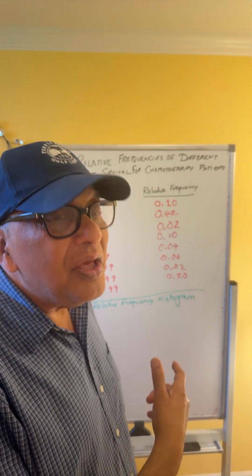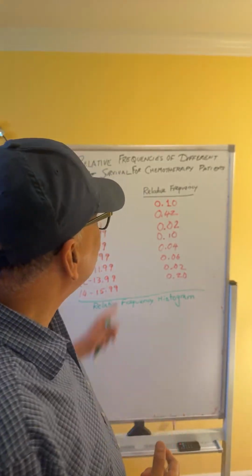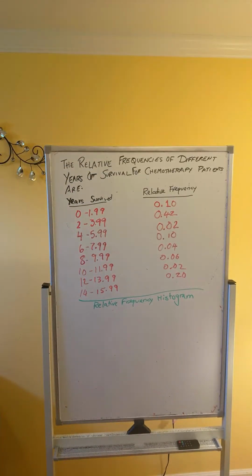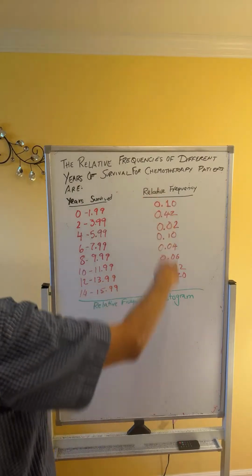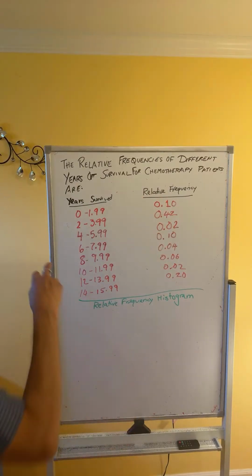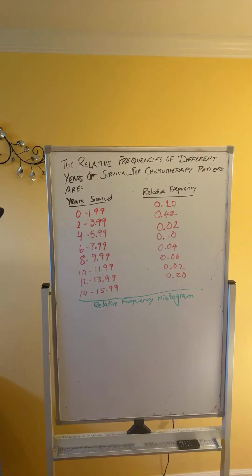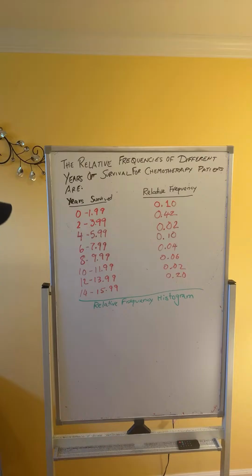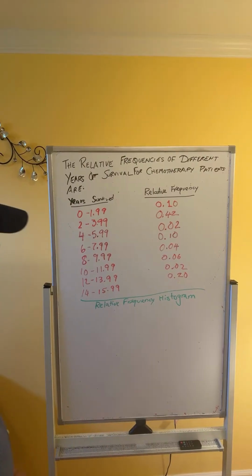And today I'm going to solve a problem on relative frequencies of different years of survival for chemotherapy patients. First column, the years they survived, and the relative frequency or proportion of different categories of years of survival. So we will plot a relative frequency histogram.